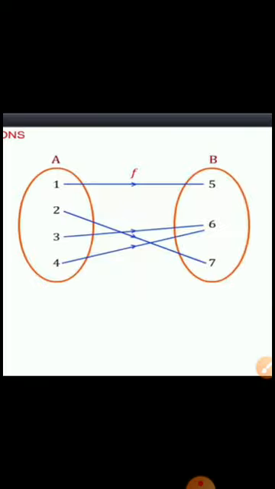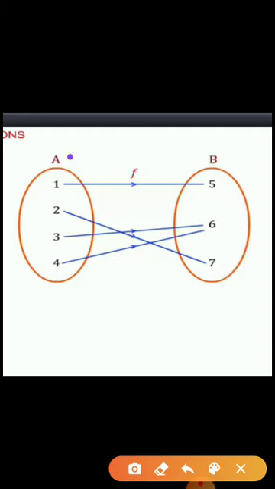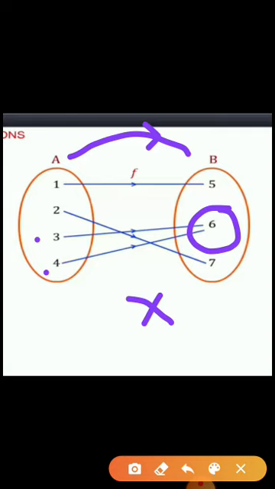Okay, now the next function is the onto function. Now see, here f is a function from A to B such that 1 is mapped to 5, 2 to 7, 3 to 6 and 4 to 6. Okay. Now can you say whether this function is a 1, 1 function? No, it is not a 1, 1 function. Why? Because 3 and 4 are mapped to 6.